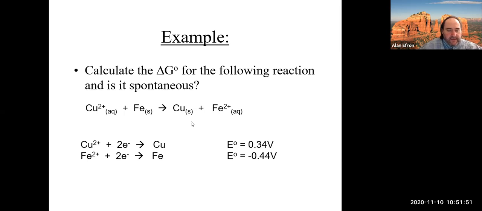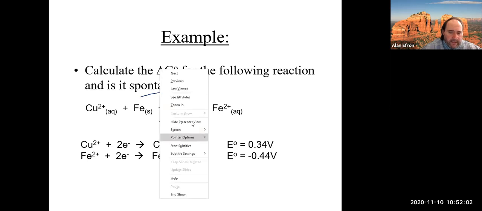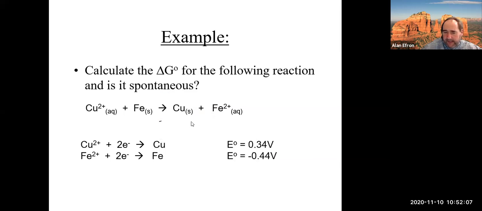Okay, so let's take a look at this one. We're trying to calculate the delta G. Again, we're given some SRP values here. We're also given a reaction, so really nothing to do with the equilibrium constant or anything like that. So the only real equation that we saw for delta G that involved our E of the cell is this one here. So we do want to find E of the cell.